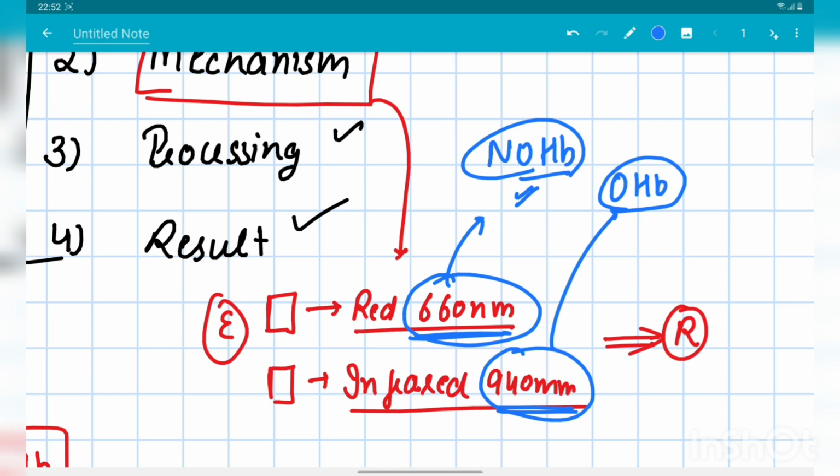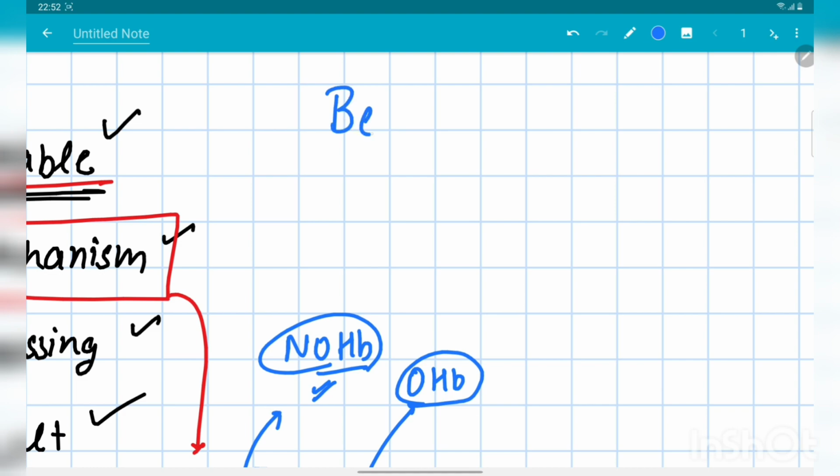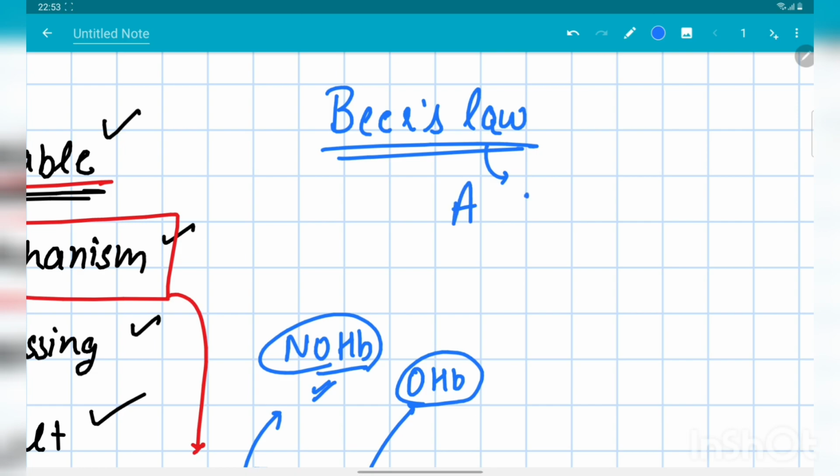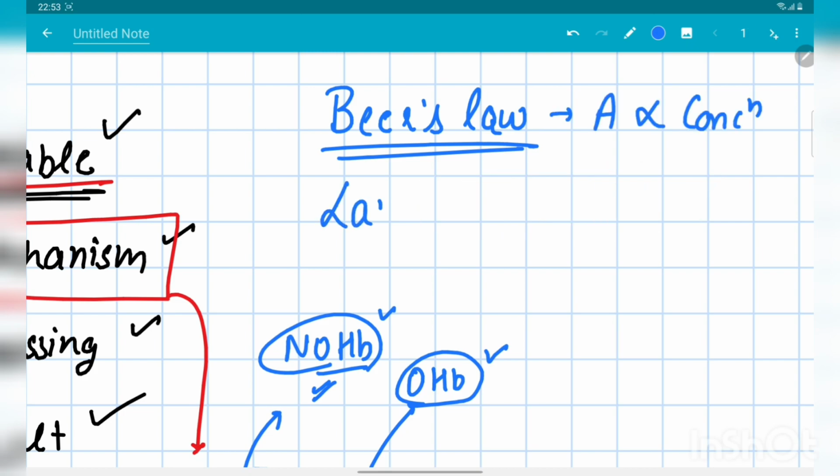And how do we measure it? It is by the use of these two physics laws. One is Beer's law. What Beer's law states is that absorbance is directly proportional to concentration. We need to measure the concentration of non-oxygenated and oxygenated hemoglobin, so the absorbance of light by these two specific molecules is directly proportional to the concentration of the molecules in the blood. And the next law is Lambert's law.